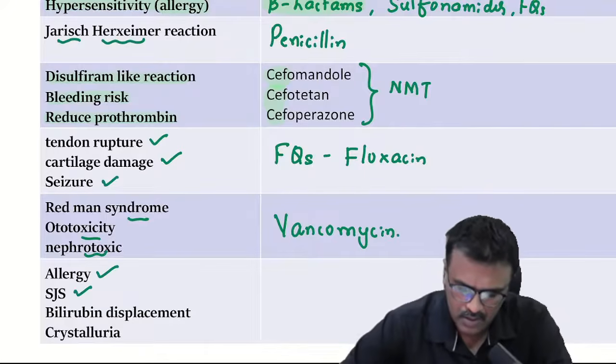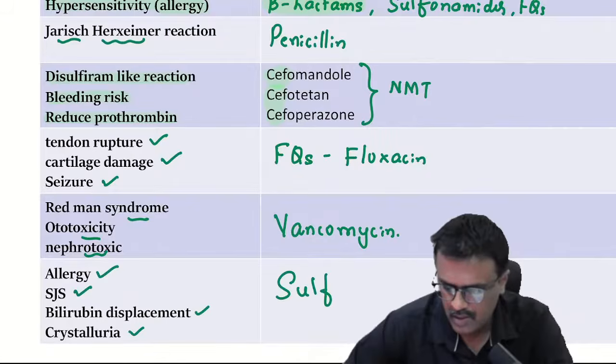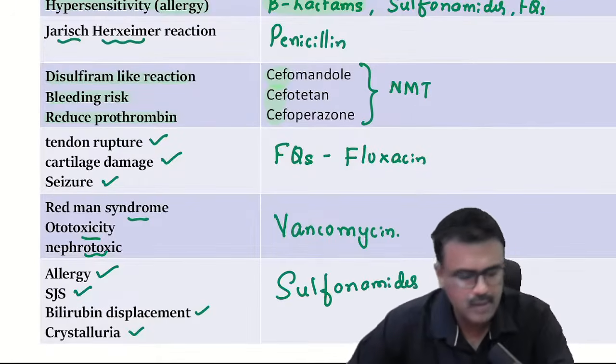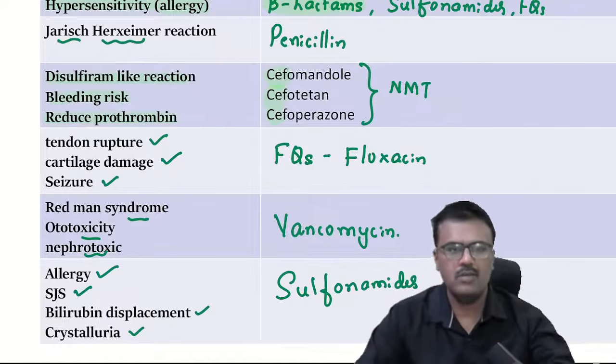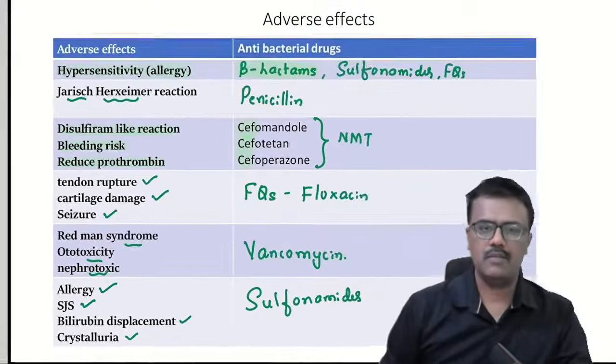Allergy, Stevens-Johnson syndrome, crystalluria and bilirubin displacement. Just now I told you, sulfonamides. So you have studied the notes. This will help you to identify the adverse effect and come to the right answers from this.